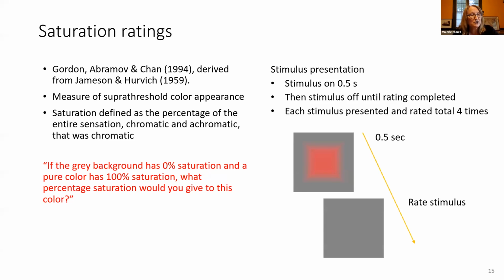Then the participant had to rate what they had just seen. Multiple ratings at each cone contrast were averaged, then normalized with respect to the maximum for each color direction. Then the grand average was taken.